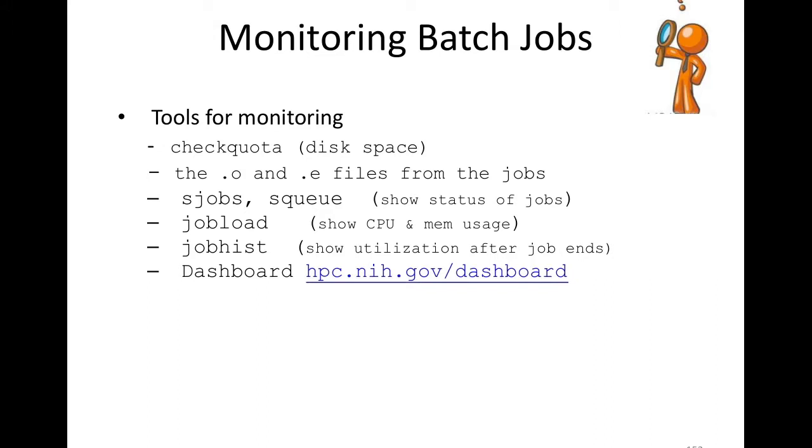Then there's sjobs and sq, which show the status of jobs, whether they are running, pending, or have exited. Jobload is a command line tool to show the instantaneous memory and CPU usage while the job is running. JobHist is another command line tool to report the memory and wall time utilization after the job ends. And finally, the user dashboard will provide details about the CPU, memory, and wall time usage both during the job as well as after the job completes. In the following slides, we'll discuss and demonstrate these tools.